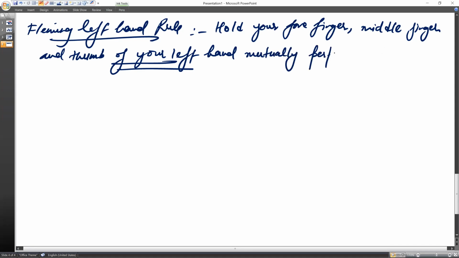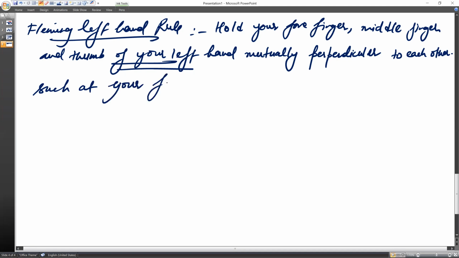Mutually perpendicular to each other. Okay, mutually perpendicular to each other, such that your forefinger points in the direction of the magnetic field.